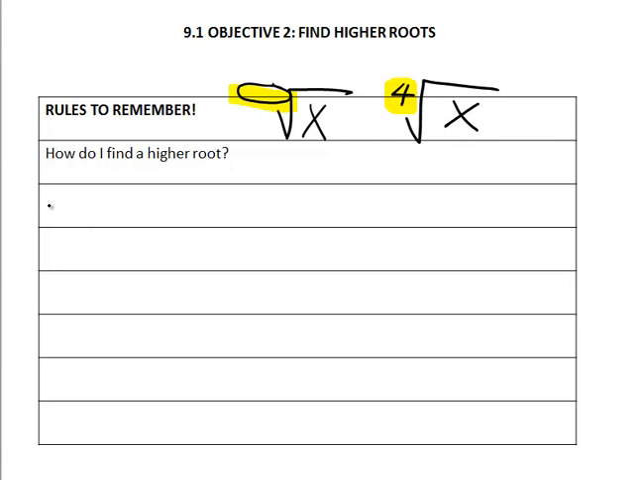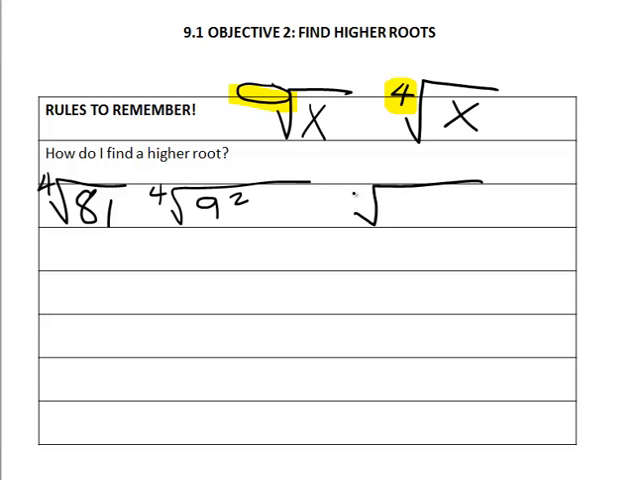So let's try one here. What's the fourth root of 81? I might know that off the top of my head, but I might also have to do a little work by factoring. So I know that 9 times 9 makes 81. So I could be looking for the fourth root of 9 squared. Or I could be looking for the fourth root of 3 squared times 3 squared. Hey, wait, that's the fourth root of 3 to the fourth.